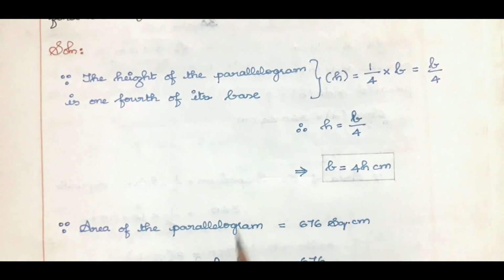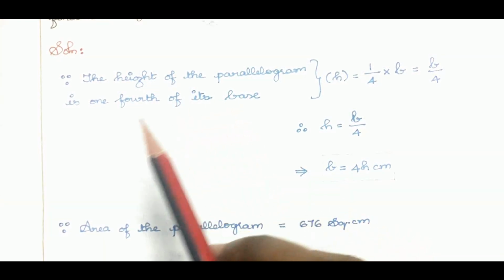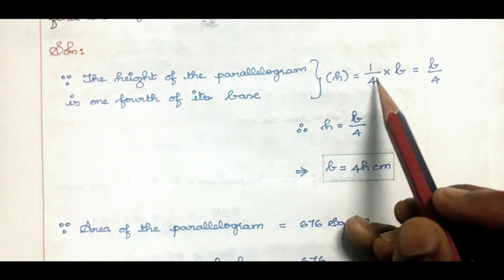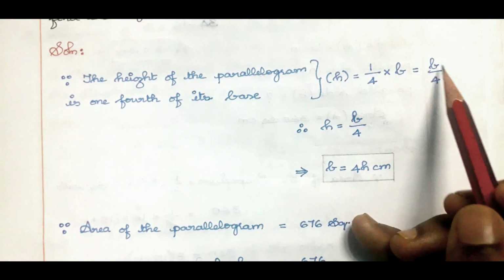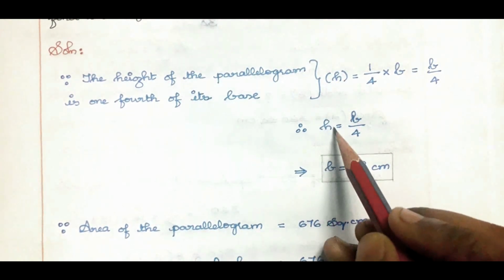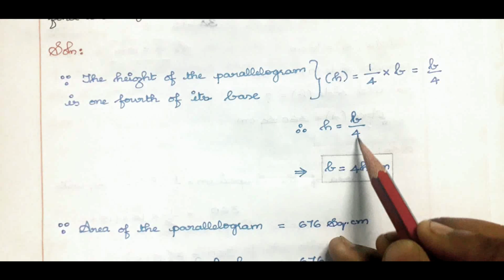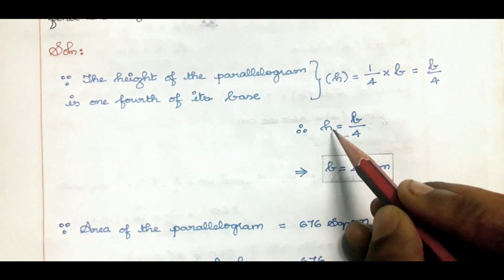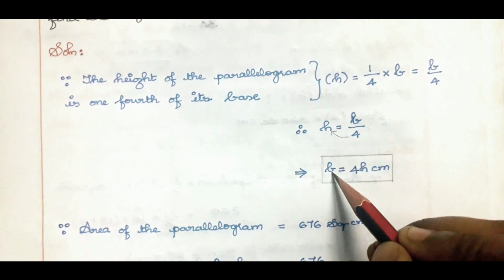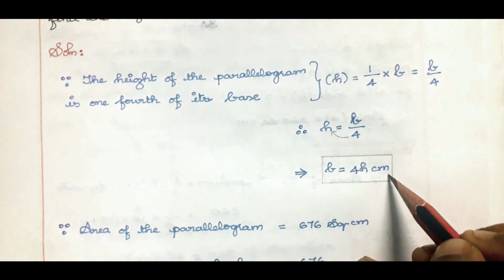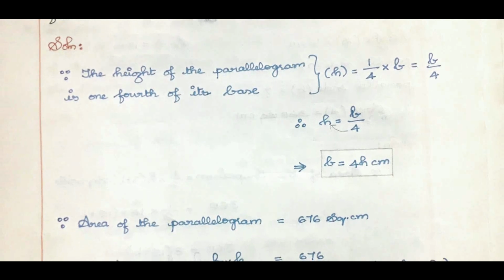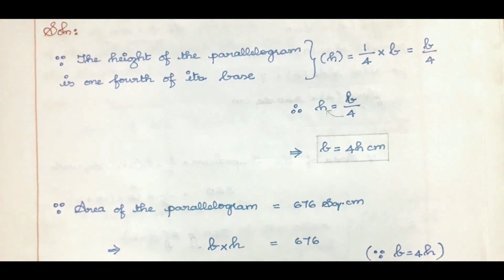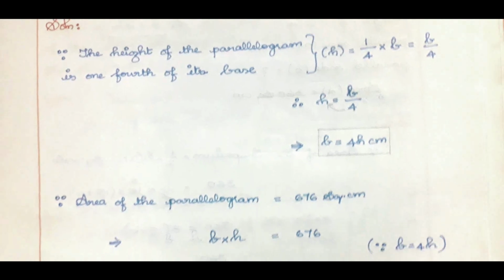Clear? Solution: the height of the parallelogram is 1/4 of its base. So h is equal to 1 by 4 into b, which is equal to b by 4. Therefore h is equal to b divided by 4. So when you multiply by 4 and take it to the other side, b becomes 4h centimeter. Now you can substitute b is equal to 4h centimeter in the area formula.